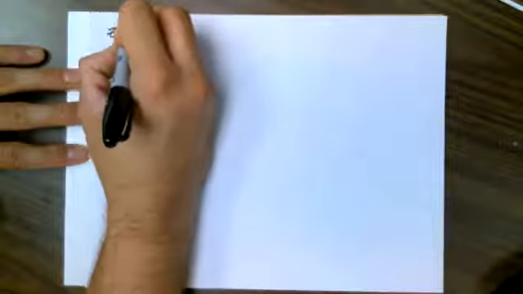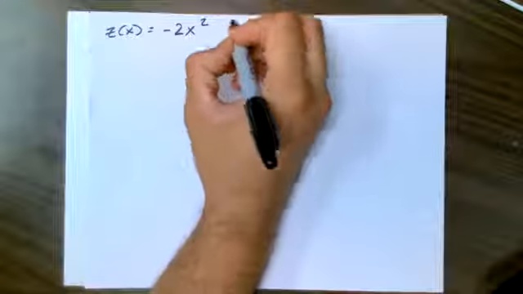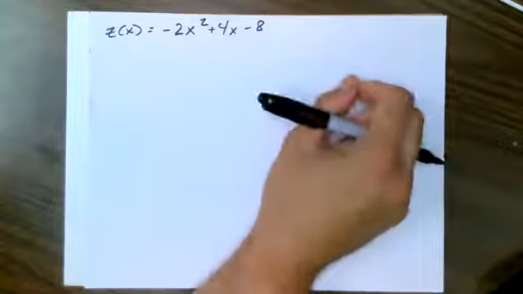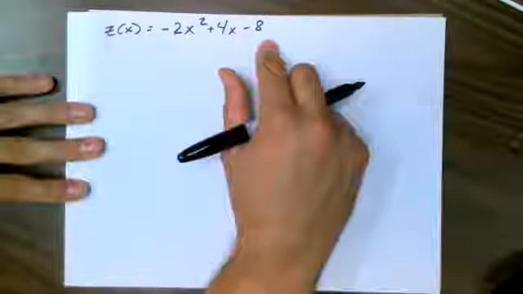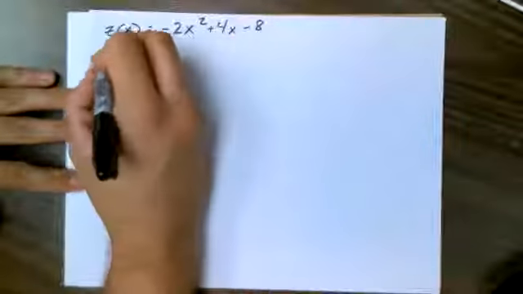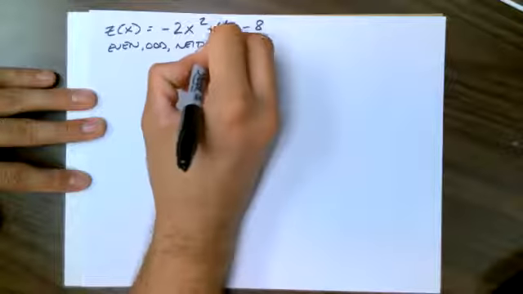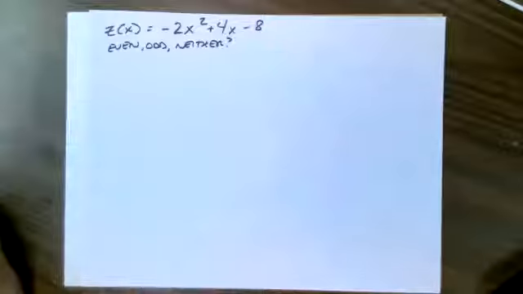Okay, let me think of some other examples. Let's do one that's neither, just so you see an example of it. Let's say we had z of x, and it equals negative 2x squared, a nice little quadratic, plus 4x minus 8. And the question is going to say, state whether this function is even, odd, or neither.